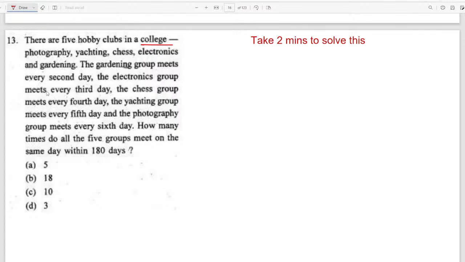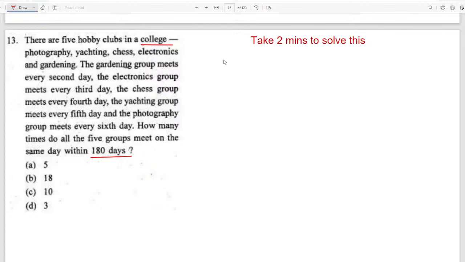The electronics group meets every third day. The chess group meets every fourth day. The yachting group meets every fifth day. And the photography group meets every sixth day. How many times do all the 5 groups meet on the same day within 180 days?